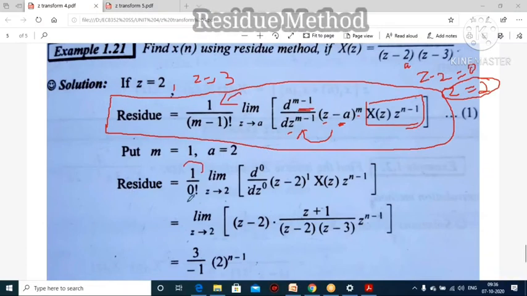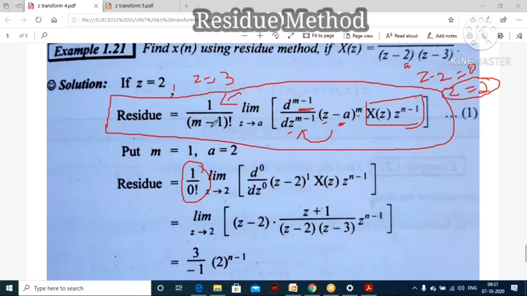So 1 by 0 factorial is 1. So limit z tends to a, here it is 2, so I put here 2. Then d power m minus 1 is 0, so d power 0 divided by dz power 0, (z minus 2) whole power 1, X of z, power n minus 1.